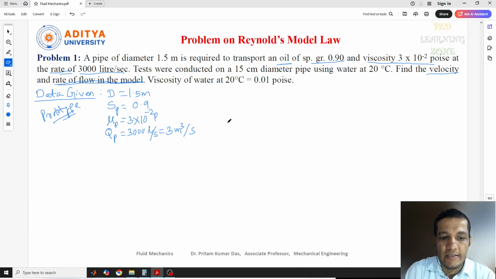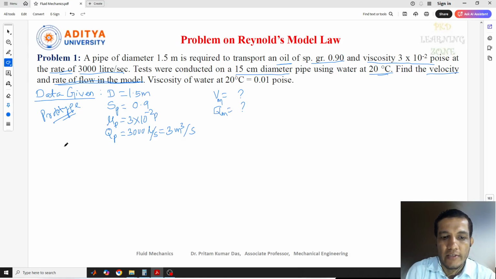And next, the tests were conducted on a pipe using water at 20 degrees centigrade, and we need to find the velocity. So what do we need to find out? We need to find out the velocity of the model and the discharge of the model. These two things we need to calculate.